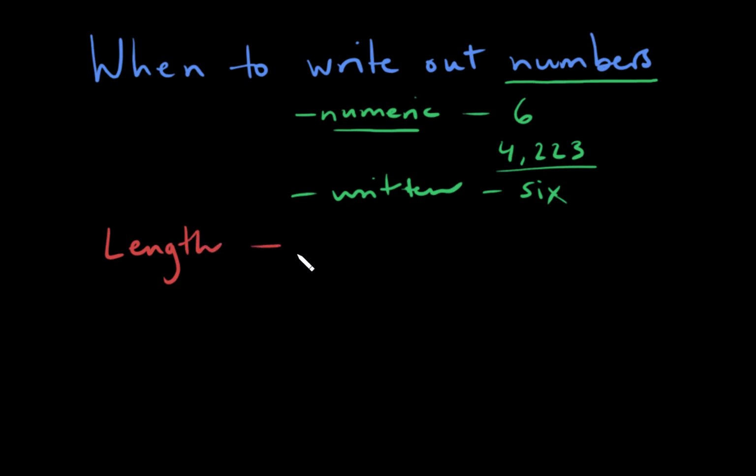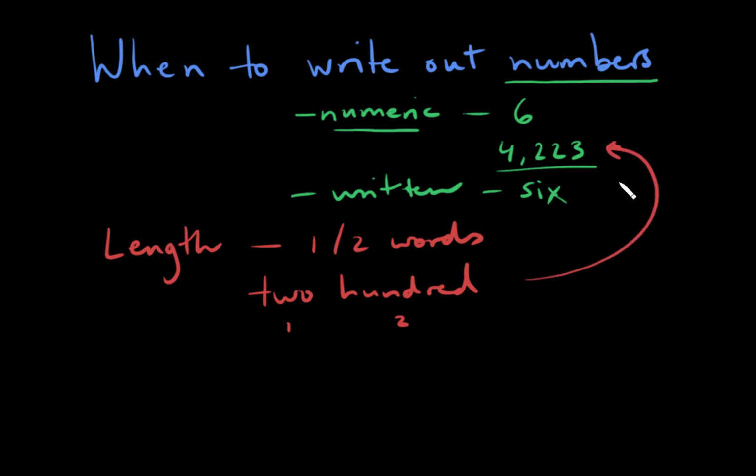The rule of thumb is that if a number is only 1 or 2 words long, then we can typically write it out. So for instance, we can write out 200 because it's only 2 words long, as you can see. On the other hand, this big number that we had before, there's no need to write that out because it just would take way too long. So that's the general rule of thumb. If it's not hard to write it out, then go for it.